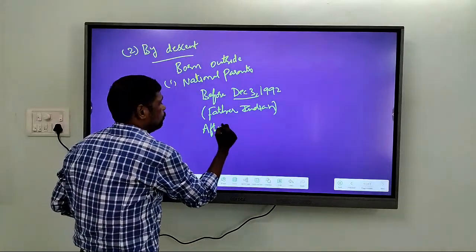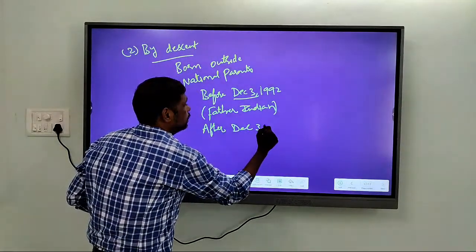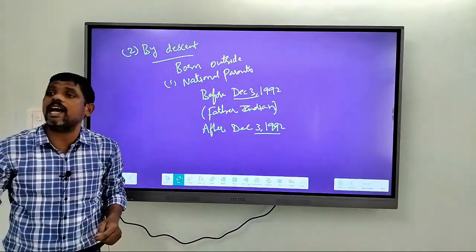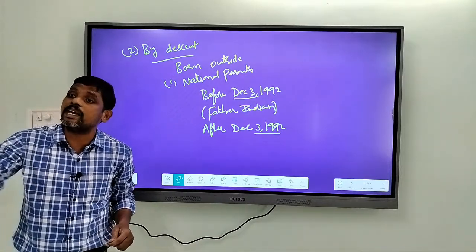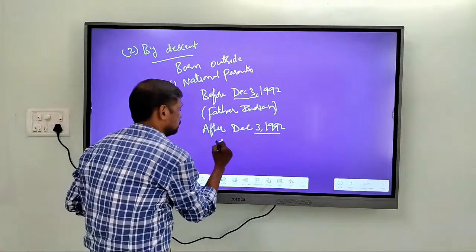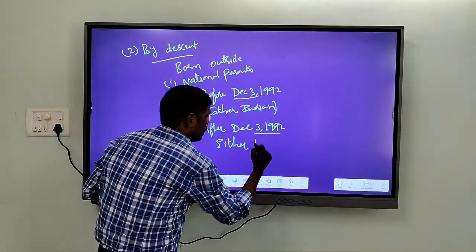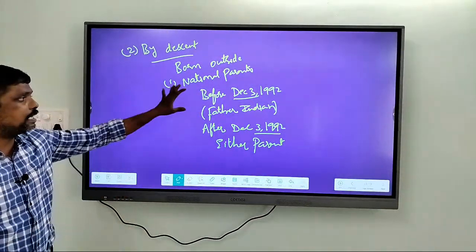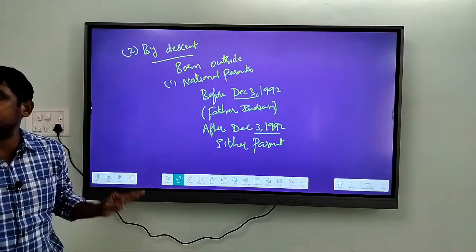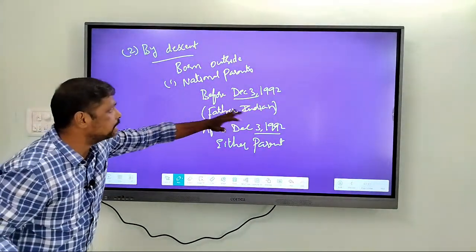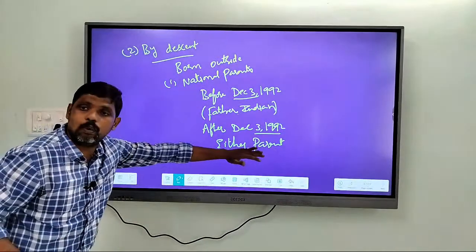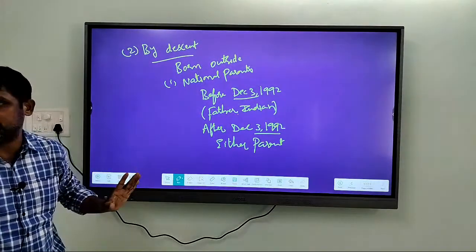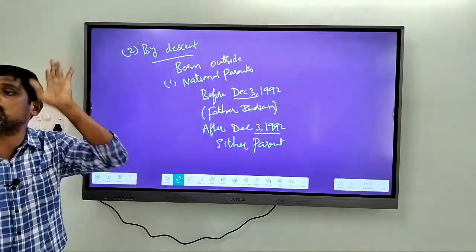But all those individuals who are born after December 3rd, 1992, they are treated as citizens of India if either of the parents is an Indian citizen. So, earlier it was only father's nationality which was considered, but now it is both father and mother. Either means either father or mother should be an Indian citizen. So, again rules were changed in 2004.